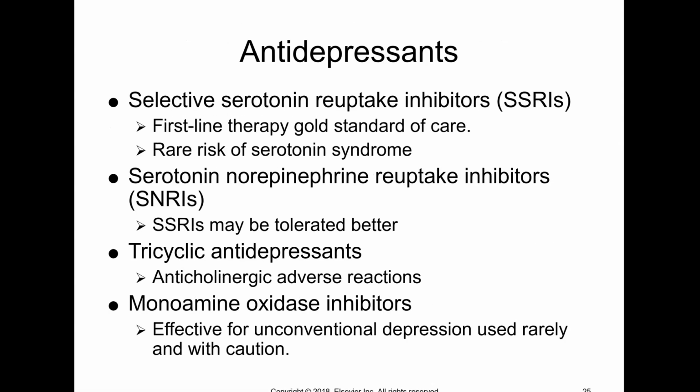SSRIs, we've discussed before, are the first line therapy. They are the gold standard of care for treatment of depression. There is a rare risk of serotonin syndrome. The same with SNRIs. Anytime we're messing with serotonin, norepinephrine reuptake inhibitors, SNRIs may be tolerated better, but they also run the risk of serotonin syndrome. And if they're taken in a dose that's too high, maybe if someone doubles up on their medication or there's been an issue like that, they may have a risk for serotonin syndrome.